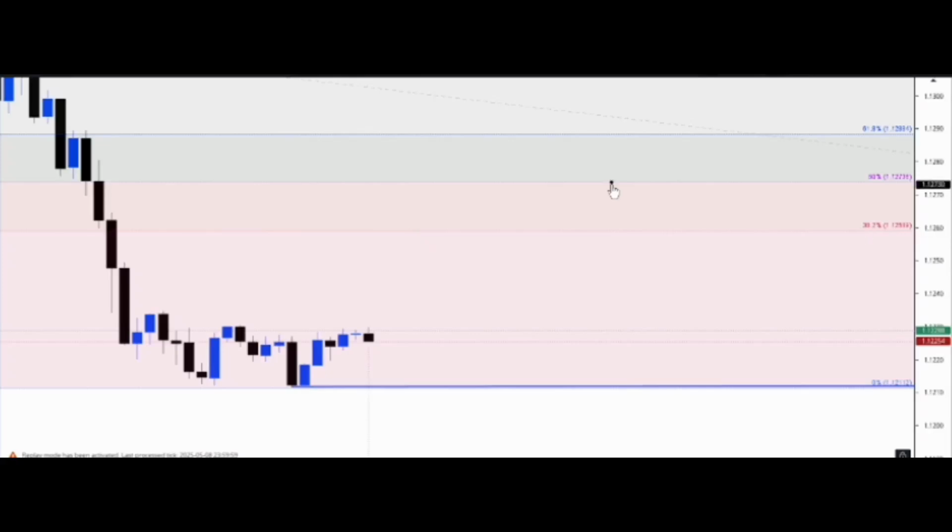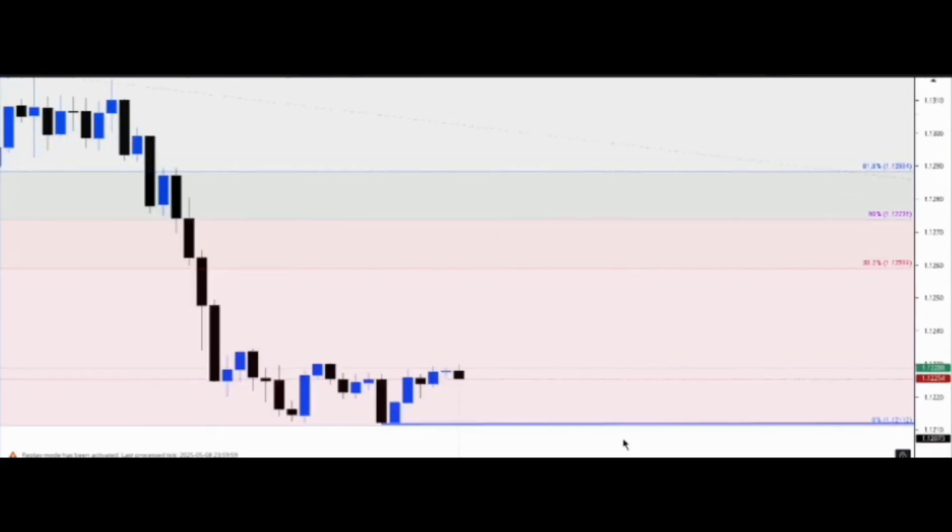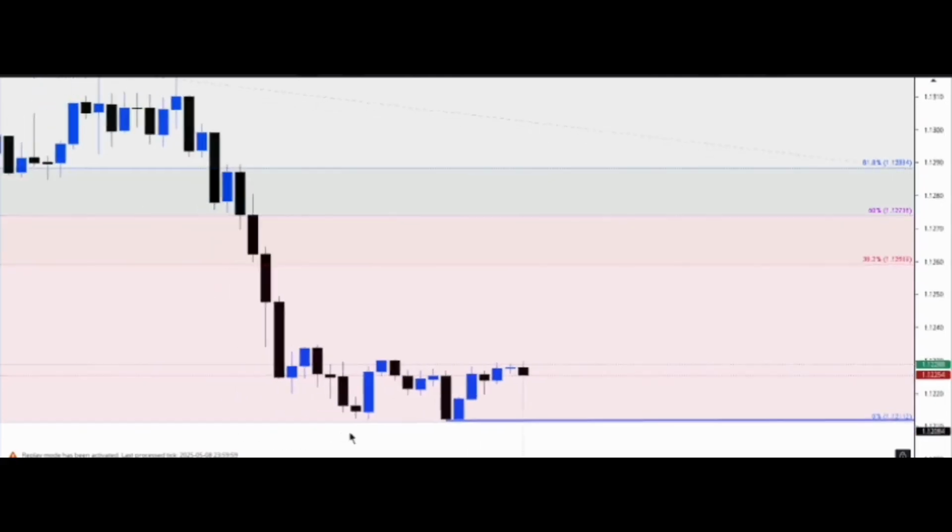So the next one is the 50% fib level. Is there any key level here? No. There is no key level that aligns with this 50% fib level. Now, look at this 61.8 fib level. Is there any key level that aligns? Yes, of course. There is a key level that aligns, and I want you to look at it carefully.